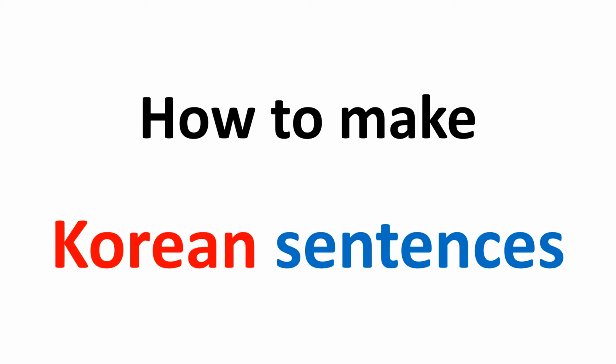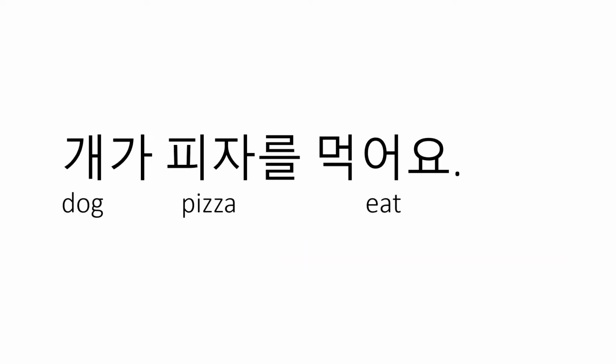How to make Korean sentences. 개가 피자를 먹어요. Dog, pizza, eat. A dog eats pizza.